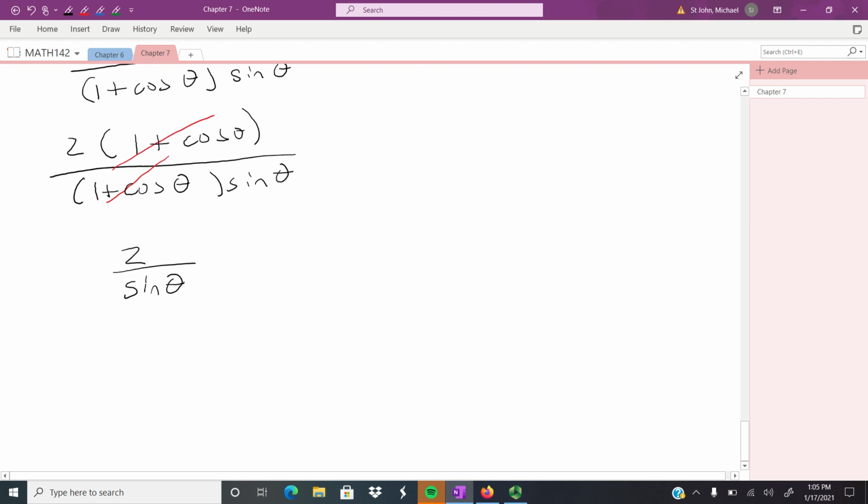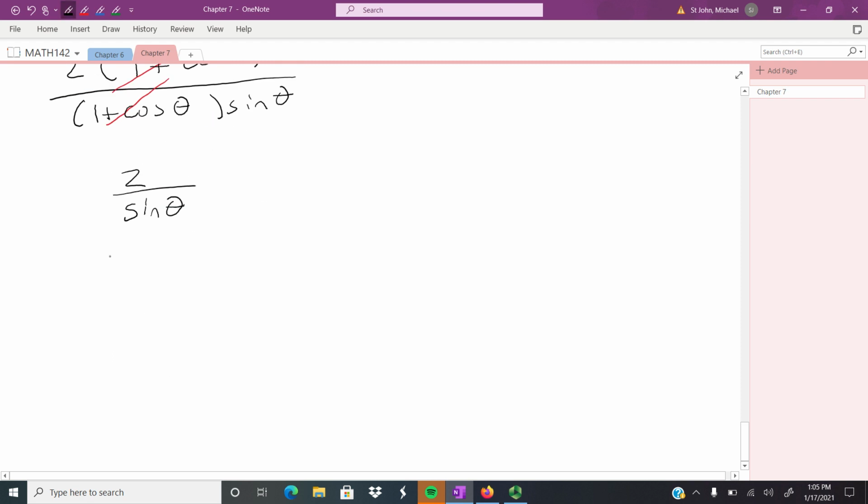And then, of course, this would be the same thing as 2 times 1 over sine theta. And 1 over sine, we said, was cosecant. And so this is going to be 2 cosecant theta. And it does indeed equal cosecant theta. Right? So we proved that it worked.